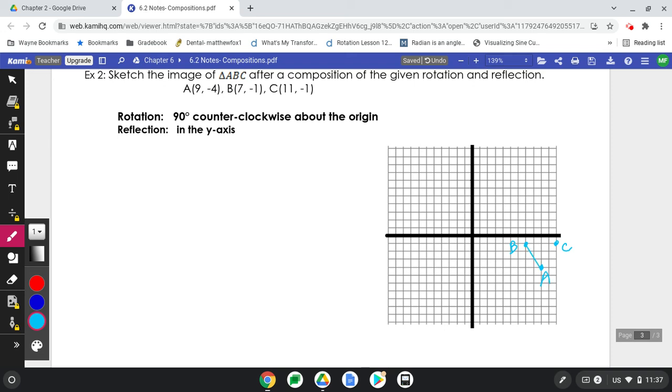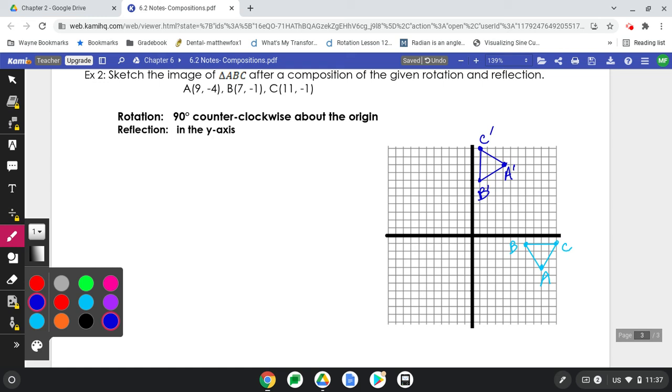And we are rotating this 90 degrees counterclockwise, so it'll be to the left. Turn your device to the left, figure out what those points are. They will be at 1, 11, 1, 7, and let's see, it looks like 4, 9. A prime, B prime, C prime, connect the dots.